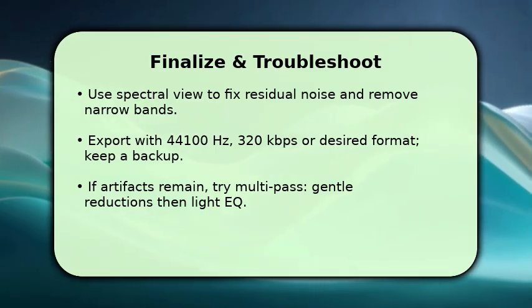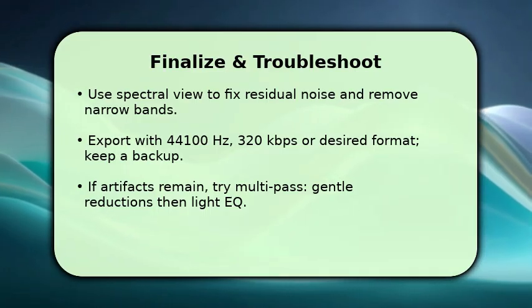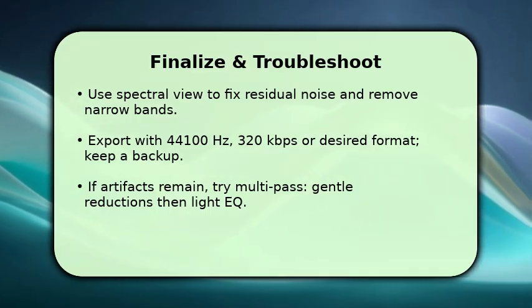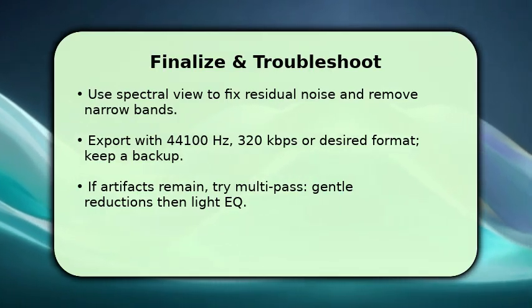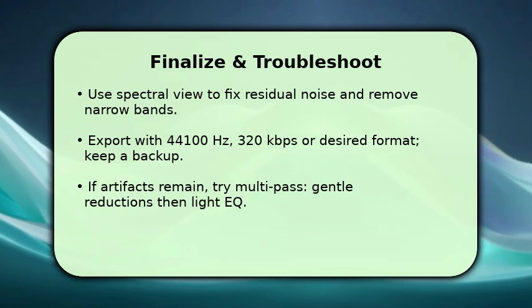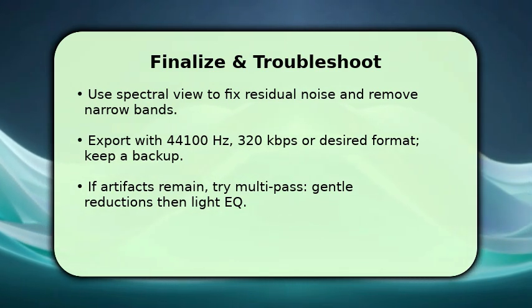original backup. If things go wrong, for example you get throatiness or warble, try a multi-pass approach. Apply gentler reduction twice instead of one heavy pass, or reduce a specific band with EQ. Make sure to save incremental versions.